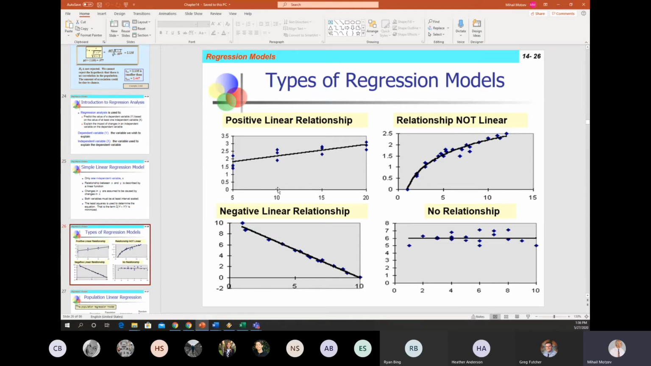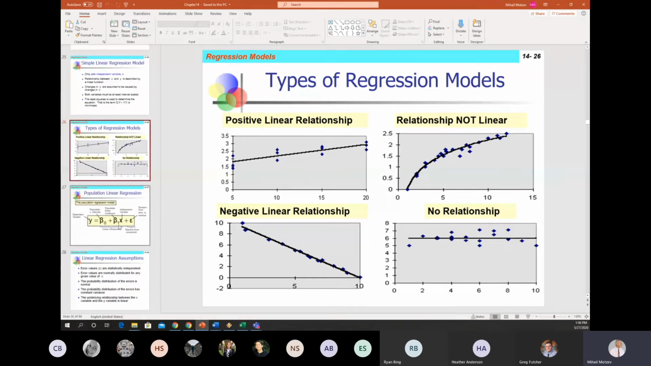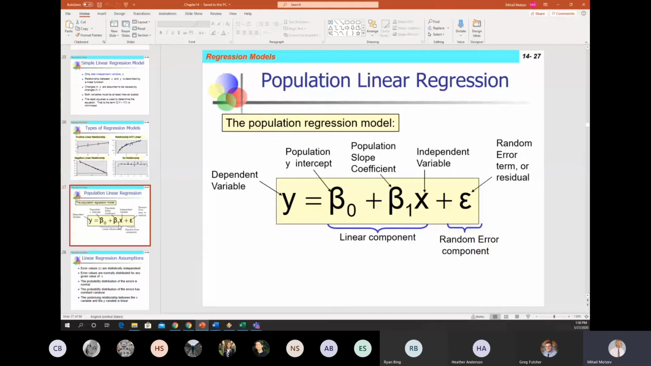Of course, we can have more than one simple linear relationship. We can have positive, negative linear relationship, but we can also have curvilinear or non-linear relationship. Sometimes after computing the regression line, the regression equation, we can find that there is no relationship at all, meaning that the regression model is insignificant. So why start and waste the time?